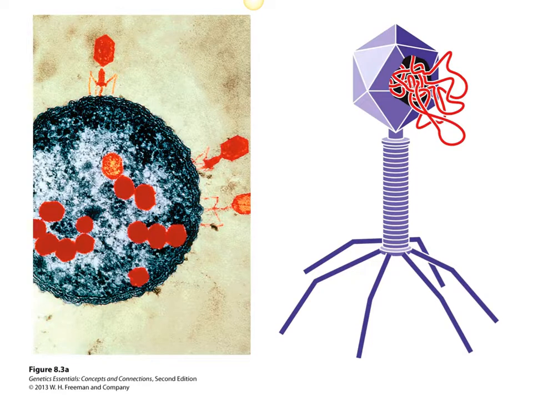The next big experiment came in 1952, a year before Watson and Crick would publish their structure of DNA. And this experiment is called the Hershey-Chase experiment, and it was using phage, bacteriophage, in their experiment.